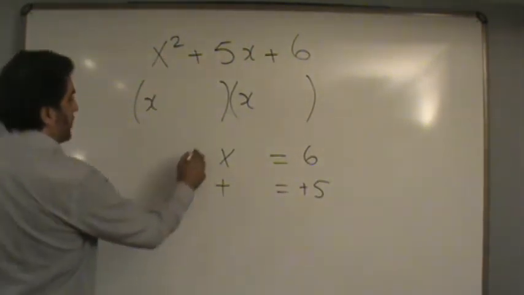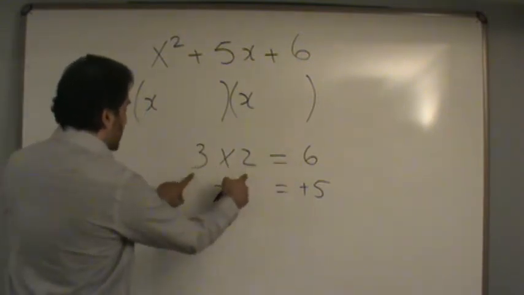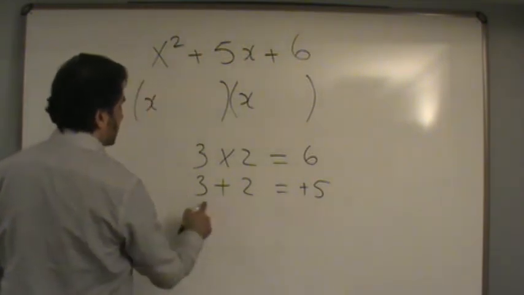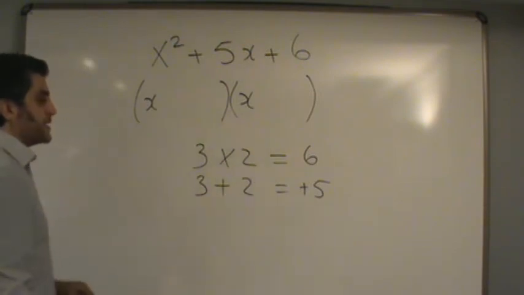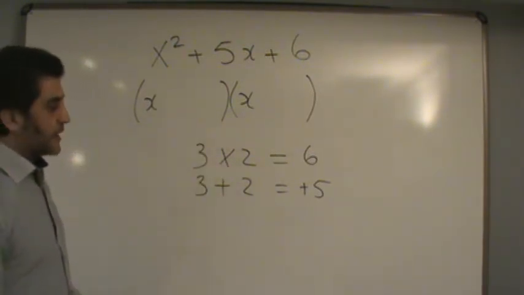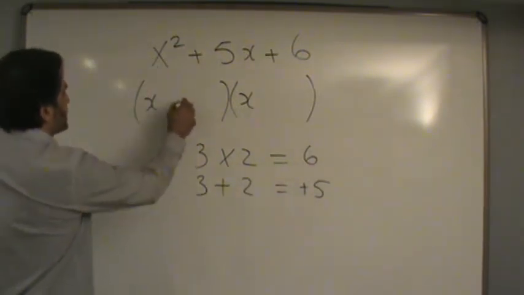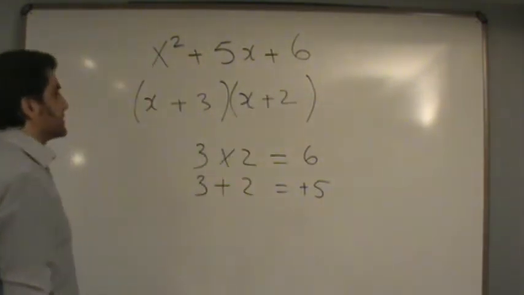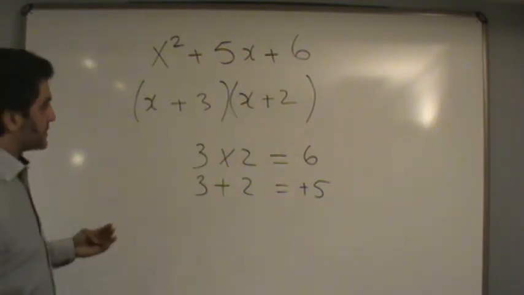So the numbers are 3 and 2, because 3 times 2 is 6, and the same numbers must also satisfy the sum, which is 5. So 3 plus 2 is equal to 5. You cannot choose different numbers for product and sum. They must be identical numbers in order to satisfy the conditions, and then we can throw them inside the brackets after x. Positive 3 and positive 2, or positive 2 and positive 3, doesn't really matter.